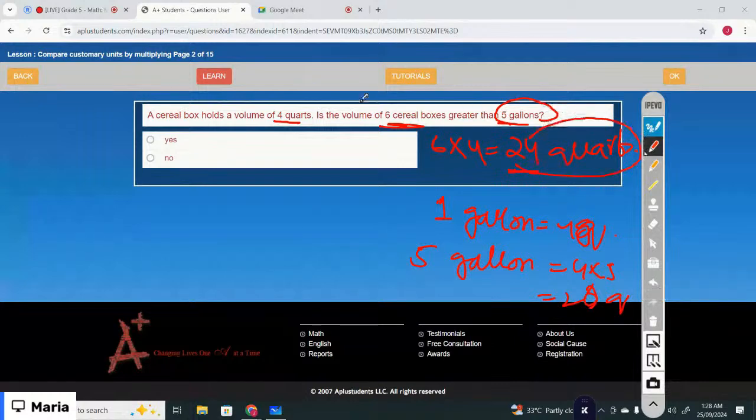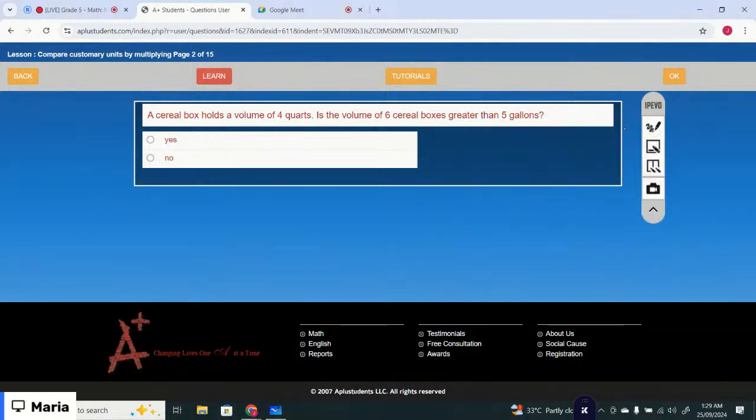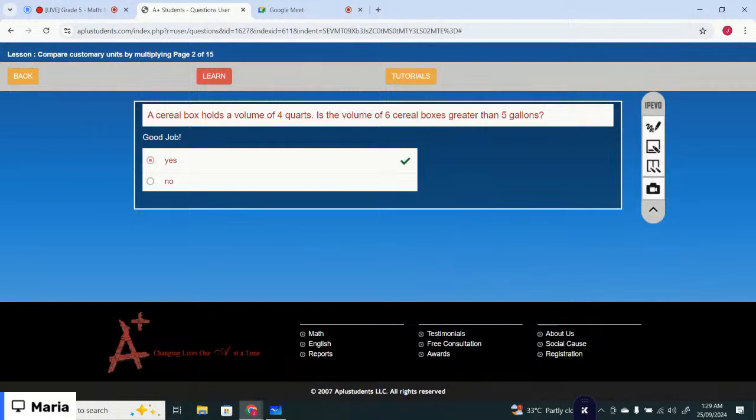Is the volume of 6 cereal boxes greater than 5 gallons? Yes, it is. Got it? The correct option is the volume of the 6 cereal boxes is greater than 5 gallons. The correct option is yes, it is. Option number 1 is the correct option.